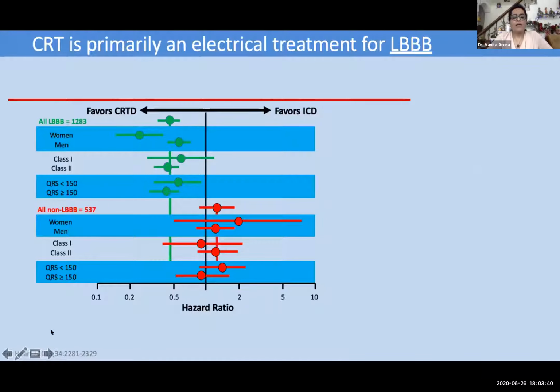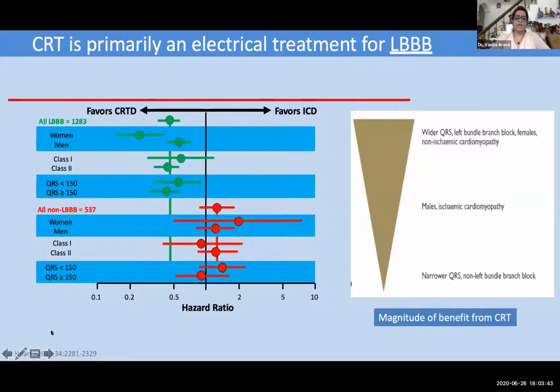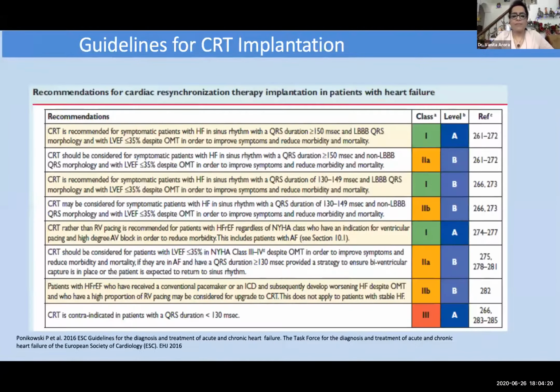And if we look at the analysis of the data, in all left bundle branch block patients, women fare much better than men, and the wider the QRS, the more benefit is transferred. However, in non-LBBB patients, this benefit is not transferred except for those with a wide QRS of more than 150 milliseconds. Hence, the super responders are females with non-ischemic cardiomyopathy, wider QRS, and left bundle branch block. But with a narrower QRS, the IVCD or non-left bundle branch block pattern, the benefit is not transferred to them.